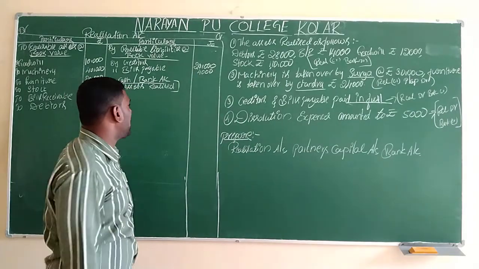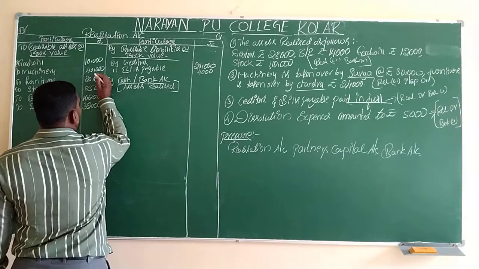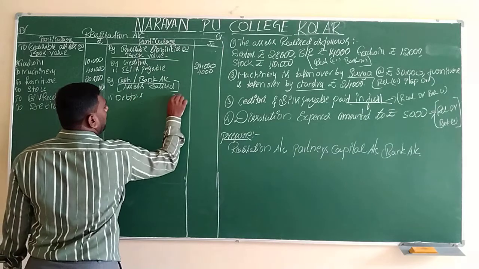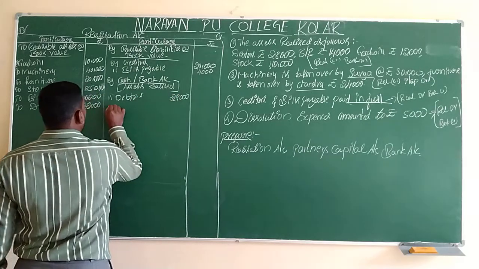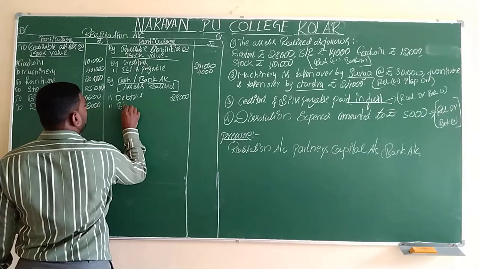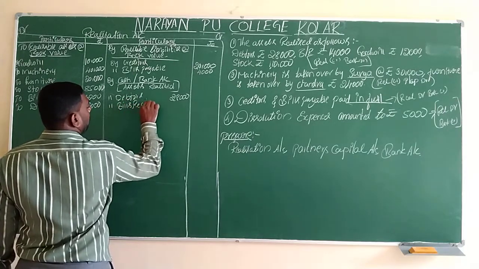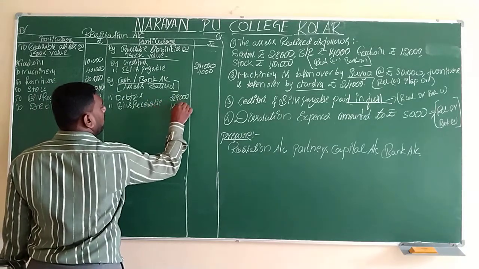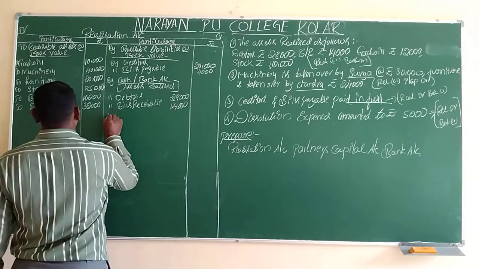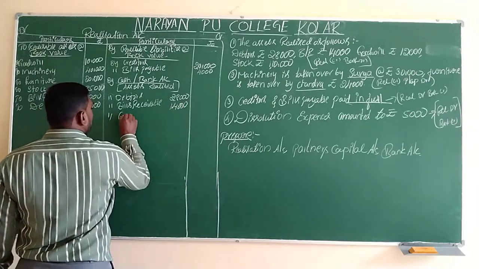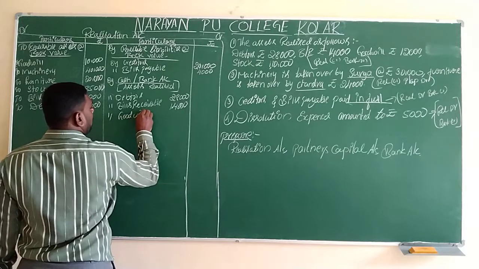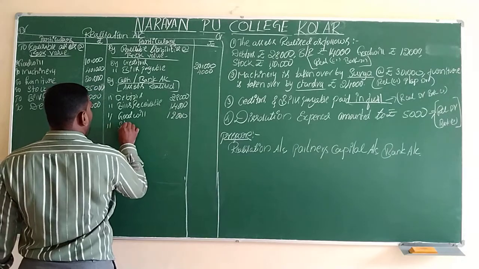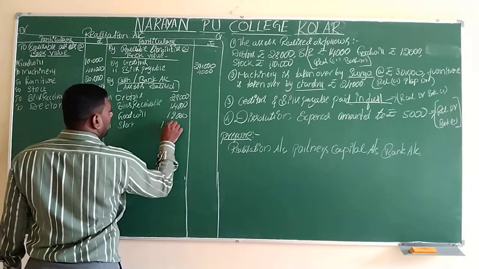We will say that assets realized as follows. We will write in the inner column: by debtors, the value of debtors is 28,000. By bills receivable, value is 14,000. Next, by goodwill, rupees 12,000. By stock, 1,10,000.